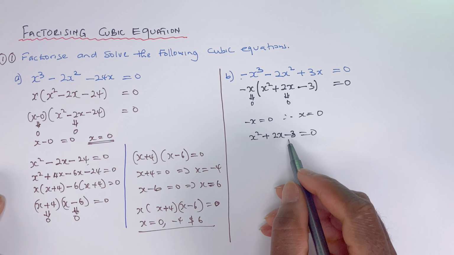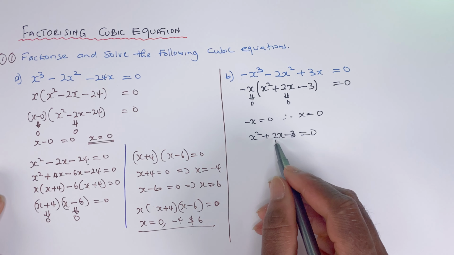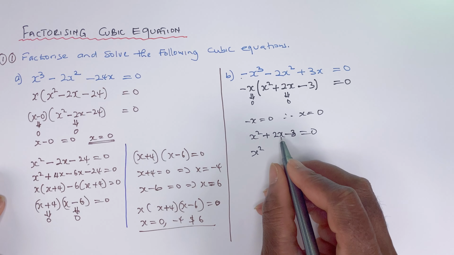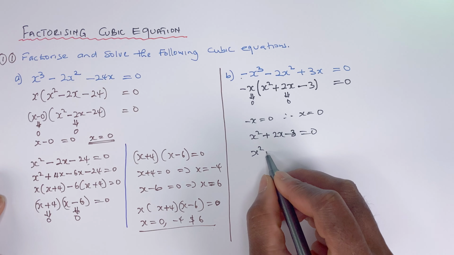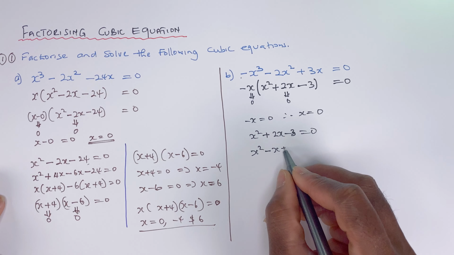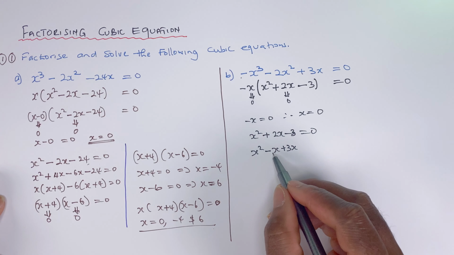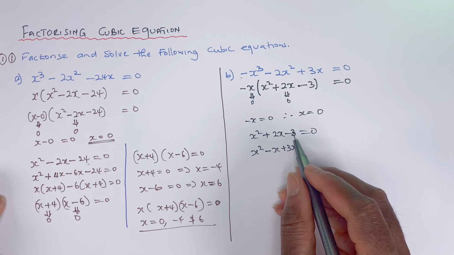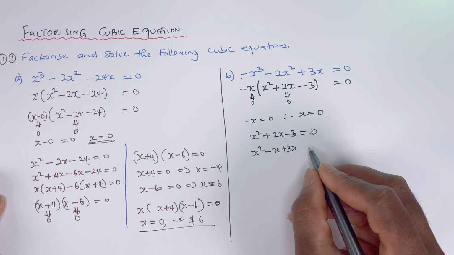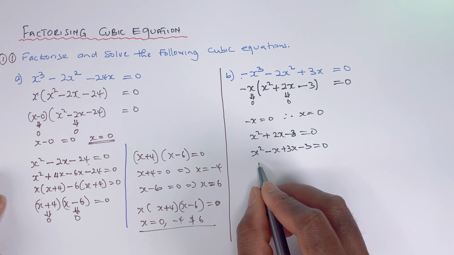Again, I can factorize this. I'm thinking 1 and 3 will be the factors. So if I have x squared, now I want to have plus 2. So if I have x squared minus x plus 3x, minus 1 times 3 is minus 3, and minus 1 plus 3 is plus 2. So that's correct. And minus 3 equal to 0. And so x is common.